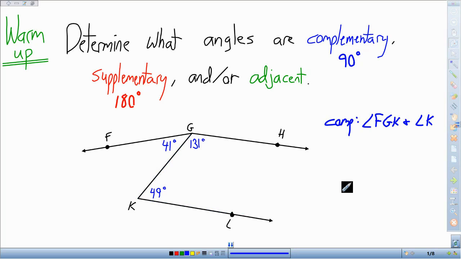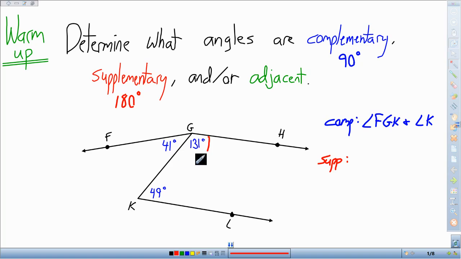Very important. Okay, so let's look for some supplementary angles. So I'm just going to use sup as my shorthand, and I'm looking for two angles that add to 180 degrees. All right, I'm looking at these two, doesn't look like it. They're close though. But I do notice that 131 plus 49, yeah, that would give me 180 degrees. So there are my supplementary angles.